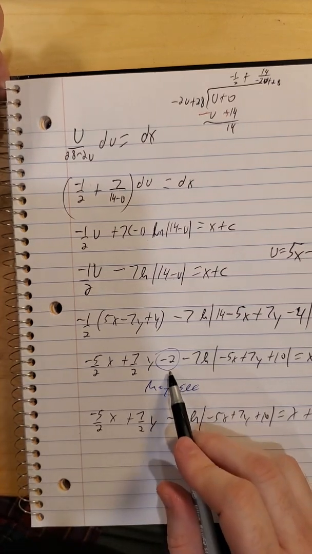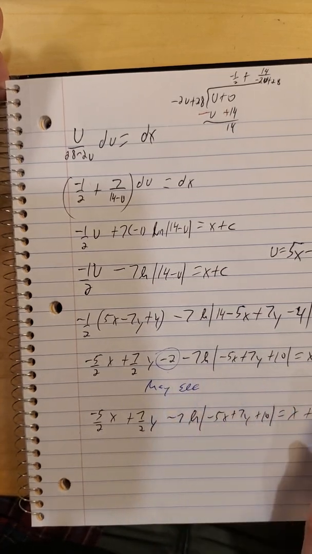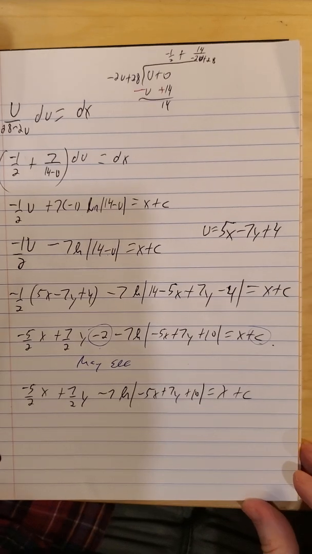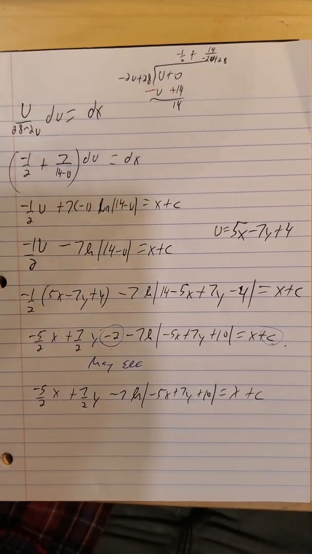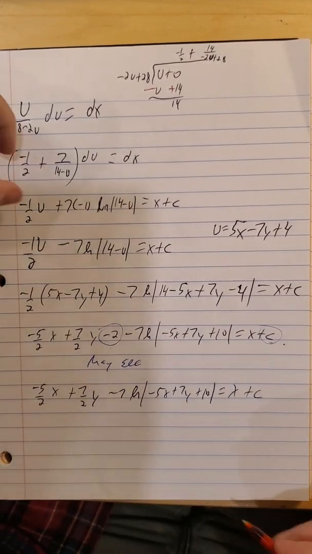So if you don't see the negative 2, don't be alarmed. They just combine that with another arbitrary constant and said, okay, here's an arbitrary constant at the end. Okay, so that was our third substitution method.